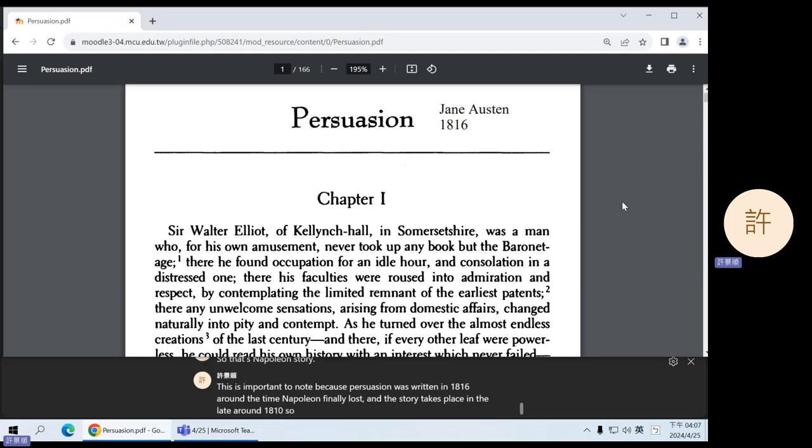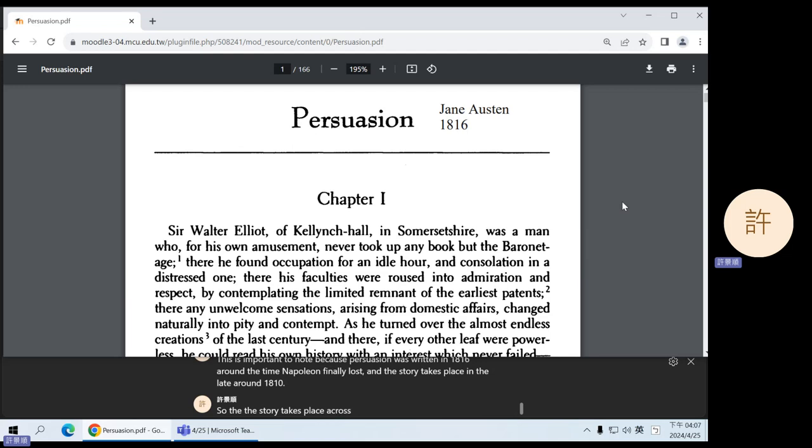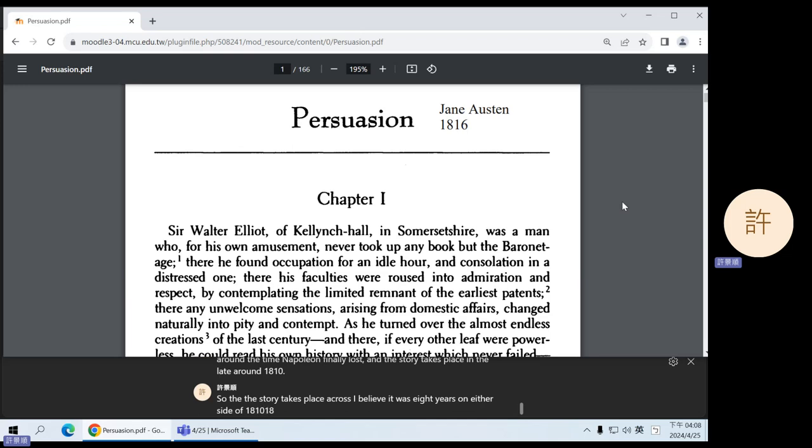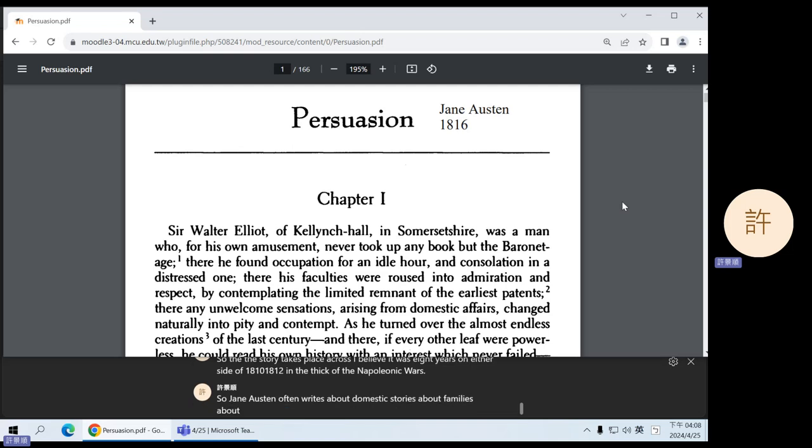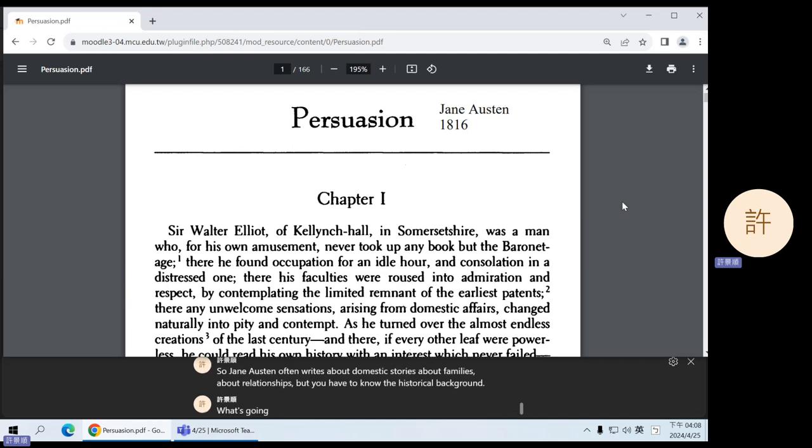So the story takes place across, I believe it was 8 years, on either side of 1810, 1812, in the thick of the Napoleonic Wars. So Jane Austen often writes about domestic stories, about families, about relationships, but you have to know the historical background. What's going on in society during this time? Napoleon never successfully invaded Britain, but only because the British Navy was so good at keeping him in Europe.